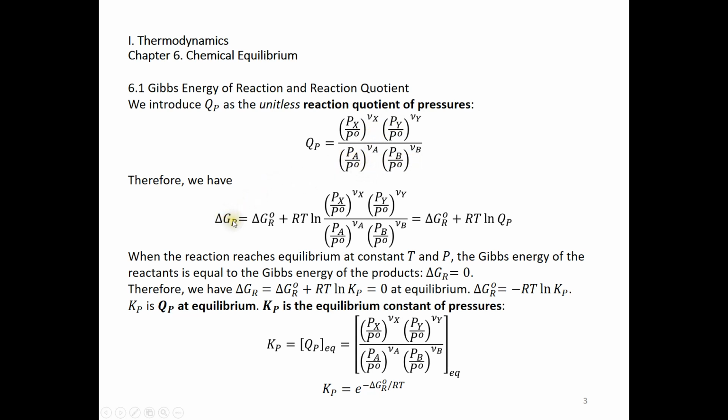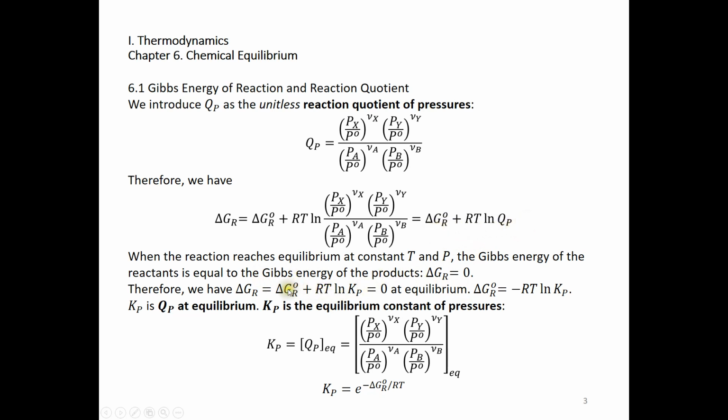The Gibbs energy of reaction is equal to the standard Gibbs energy of reaction plus RT times the natural logarithm of the reaction quotient of pressures. When the reaction reaches equilibrium at constant temperature and pressure, the Gibbs energy of the reactants is equal to the Gibbs energy of the products. Now we have delta G of R equals 0. The Gibbs energy of reaction is just 0, and therefore we can set this whole thing to be 0.